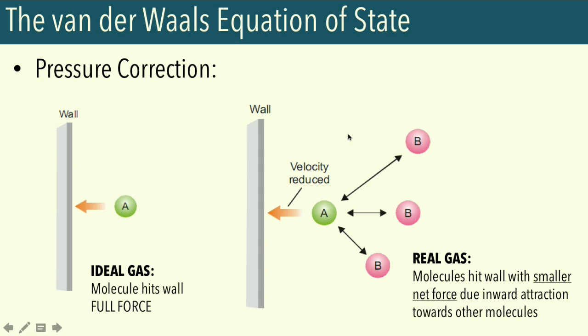So the van der Waals equation of state accounts for these interactions as attractive in nature. These B molecules are going to be pulling at this A molecule, so it's not going to be hitting this wall with full force. In fact, the velocity of A is going to be reduced to the extent of the intermolecular forces of attraction between this A molecule and the B molecules here. Therefore, we expect a lower pressure exerted by our real gases.